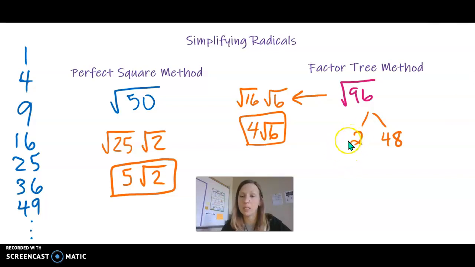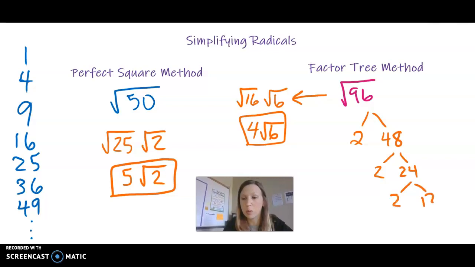There's nothing that multiplies to give us 2, but 48 is 2 times 24. And 24 is also an even number. So 2 times 12. 12 is also an even number, 2 times 6. And 6, lastly, is 2 times 3.